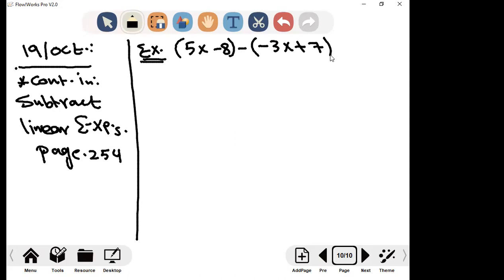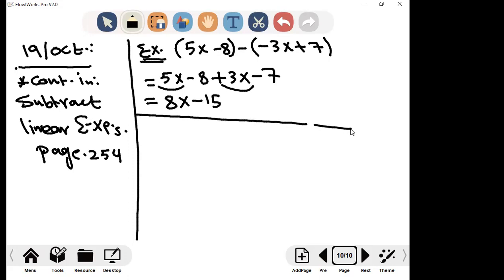Now we said the first step, we distribute this negative to the parentheses. It will change the signs inside the parentheses. So the first one stays the same. Now minus with minus 3x, plus 3x, minus with plus 7, minus 7. This is the extra step, right? Now we combine the like terms. 5x with plus 3x, 8x, and minus 8 minus 7, minus 15. This is our idea, right?